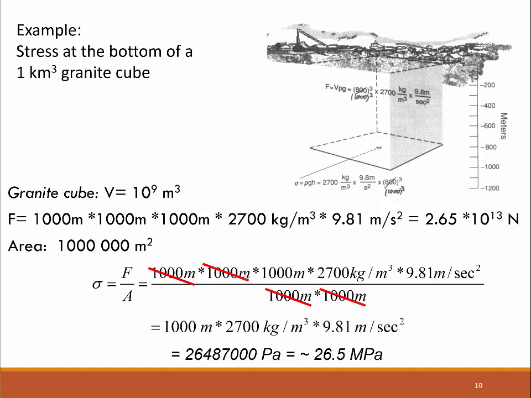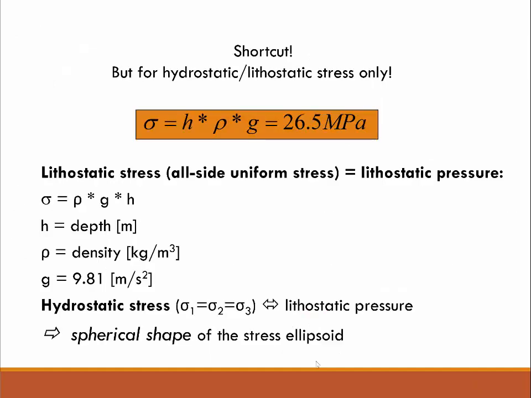So in order to determine stresses at depth, we have a shortcut. We have a very simple equation: the depth times the density times the gravitational constant, which gives us the stress in pascals. And you see these are fairly large numbers. That is why we use megapascals. At 1 kilometer depth in a normal granitic terrain, you can expect stresses acting of about 26.5 megapascals. We see here this shortcut that allows us to determine the stress acting at a certain depth.